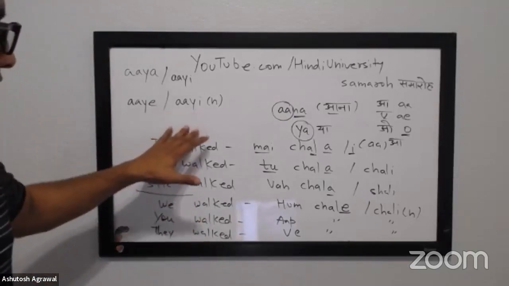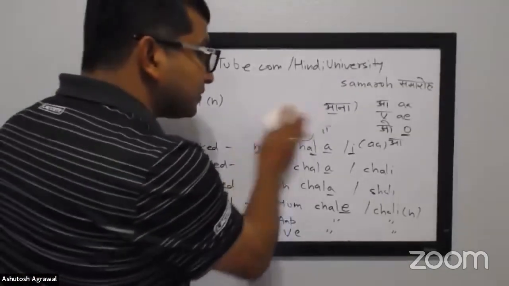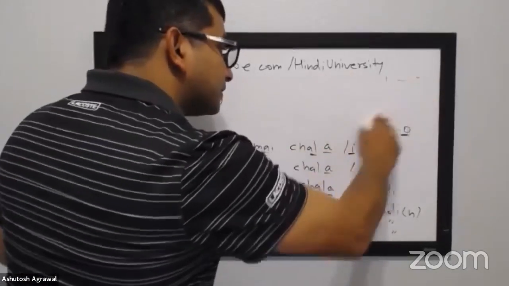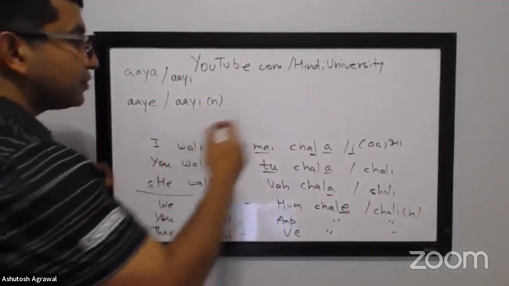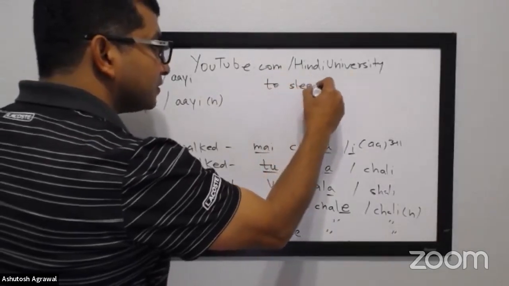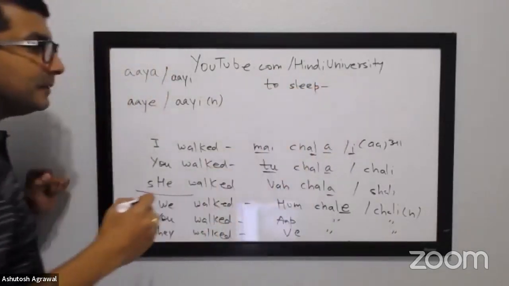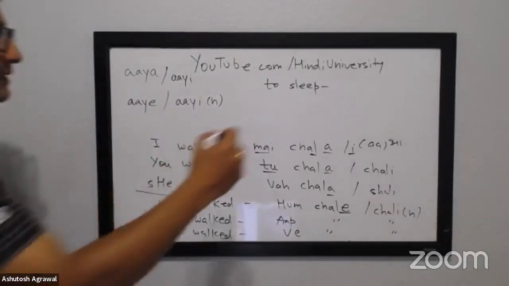I know I just said it, because this is still similar to what you've done before, but let's do one exercise for this also, which is to sleep, as some of you mentioned. What is to sleep? सोना. Very good. सोना.